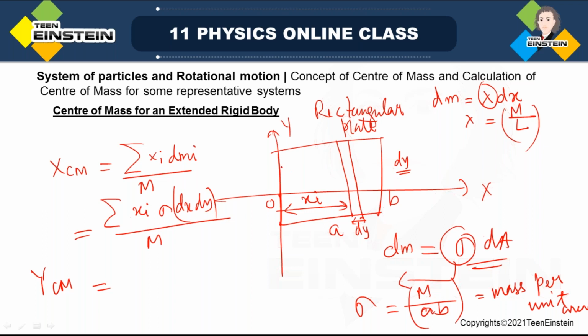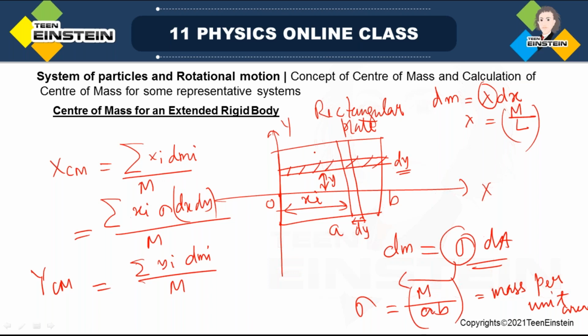So for the y coordinate, you have to take a strip like this, up to y, having a certain thickness dx. So you can take dy and dx anyway. So this is how you have to find out the coordinates. Okay, so in this case I can write this as yi dmi divided by this.